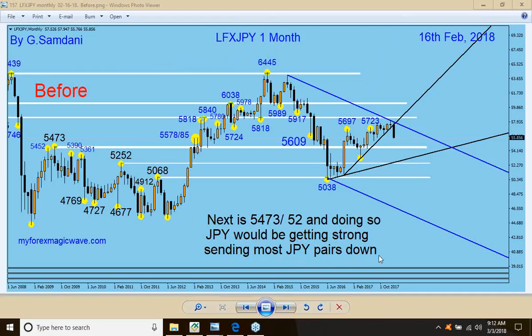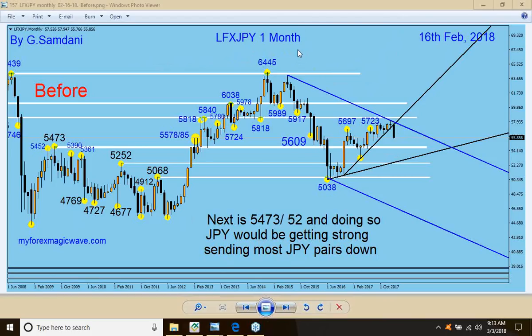I said most because some of the currencies, for example, if yen is getting strong, and let's say euro is also getting strong, then euro yen might not move or move very slowly. So we don't want that. If yen is getting strong, you want the weakest currency against it. For example, pound was the weakest last week. So pound yen dropped big time, right? And that's what I was after, pound yen most of the time.